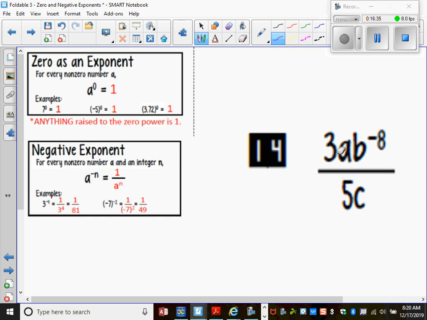All right, let's take a look. The only thing that has a negative exponent is this b. Everything else can stay where it is. So the 3a will stay at the top, the 5, and then I'm going to put the b in between, so I'll have it in alphabetical order.